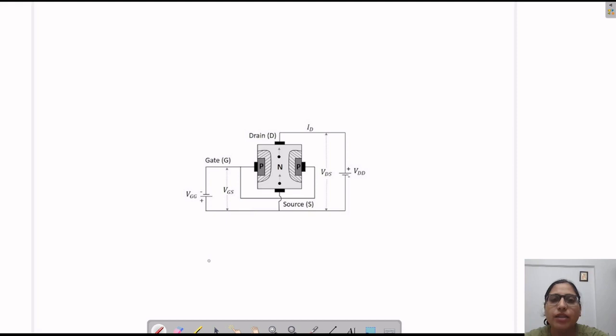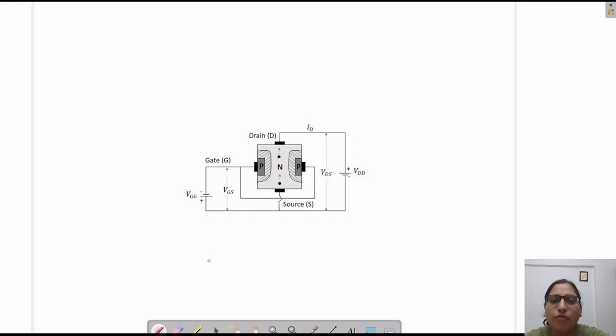In last class, we studied about junction field effect transistor and channel and its working. We already discussed the VI characteristics. Now in today's class, we will study transfer characteristic of junction field effect transistor. Now we are considering the N-channel JFET here.